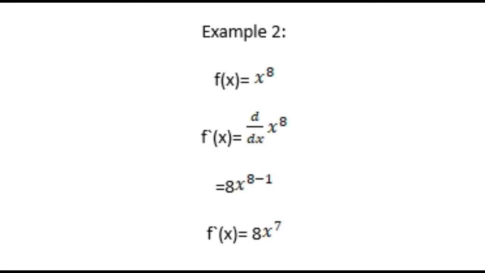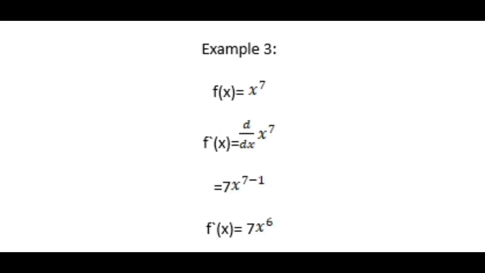Example number 2. f of x equals x to the power of 8, and we will get its derivative using the power rule. First step, write down f prime of x equals the derivative of x to the power of 8. Next, bring down the exponent of x beside the x and subtract the exponent by 1 and solve, and that would be its final answer, which is f prime of x equals 8x to the power of 7.